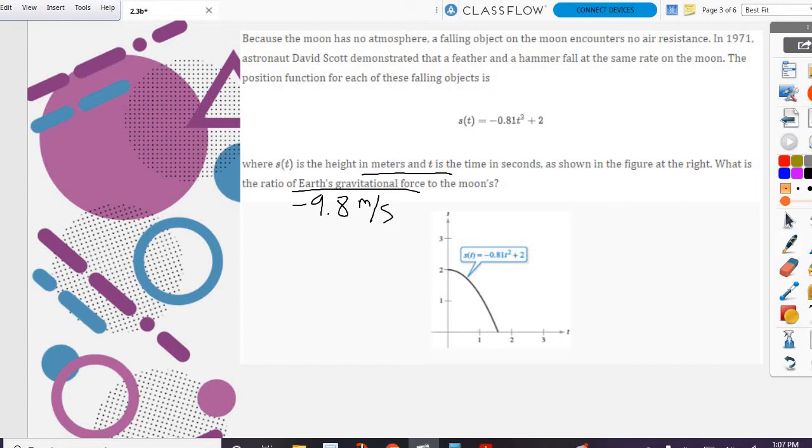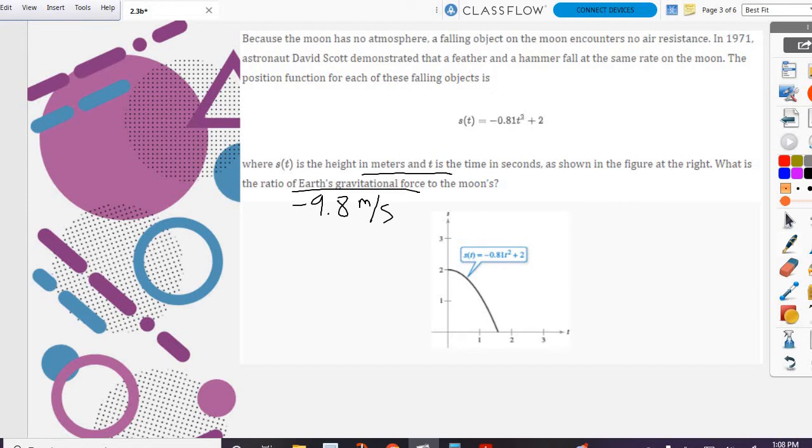Now, if I think about what it means by gravitational force, it's a force acting on objects. So let's think about what that means in terms of our position function. If I take the derivative of my position function, what do I get? What is the slope? What is the derivative of our position function?